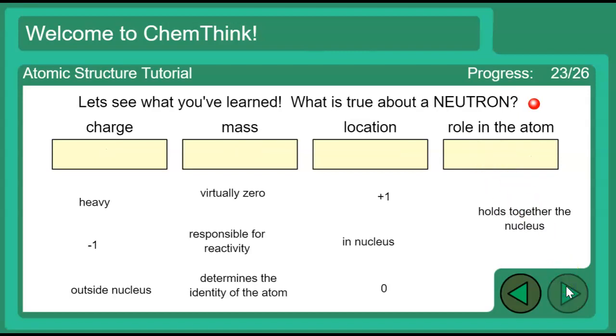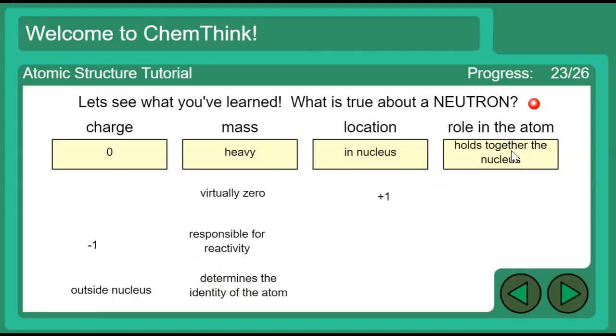Let's move on. Let's see what we learned about neutrons. So neutrons, what kind of charge do they have? 0, no charge. They are neutral. Mass, they are also very heavy. Location, still in the nucleus. And the role in the atom, aha, holds together the nucleus. Remember that the neutrons help pull the protons together and give us that strong nuclear force.